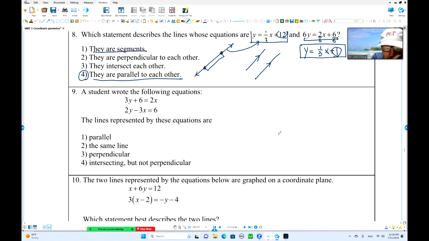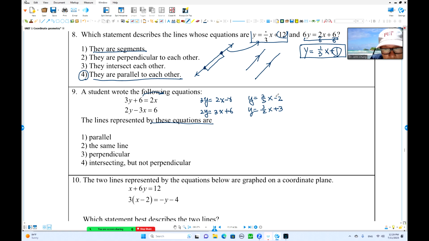Okay, number 9 there. So, what happened between these two? We check their slope and y-intercept. First, we can express y in terms of x, which is slope-intercept form, okay? So 3y equals 2x minus 6. Move 6 to the right side, that is negative 6. When you divide by 3, y equals 2/3 x minus 2. The second one is 2y equals 3x plus 6. When you divide by 2, y equals 3/2 x plus 3.